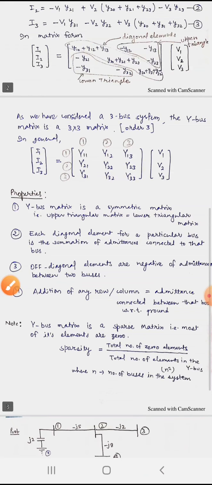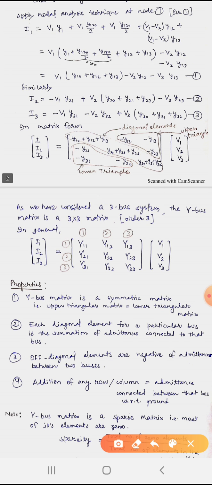What is the second property? Each diagonal element for a particular bus is the summation of admittances connected to that bus. So that means for each diagonal element, suppose this element, you see, this is pertaining to bus number 3. So this is Y30 plus Y31 plus Y32.